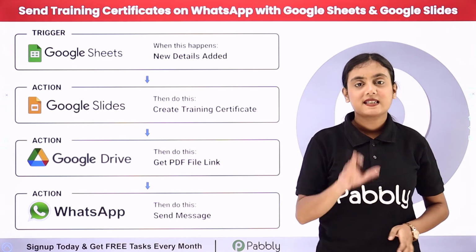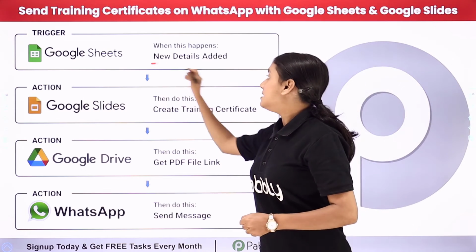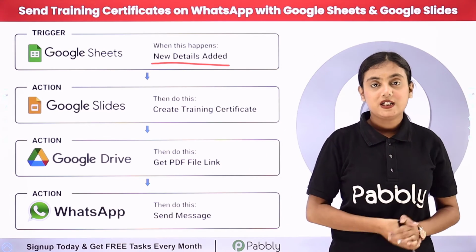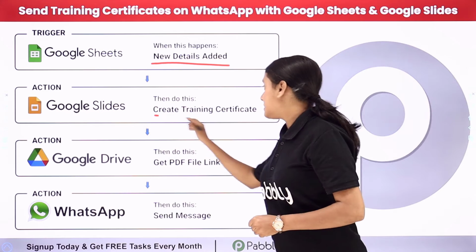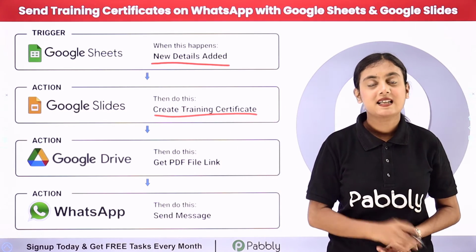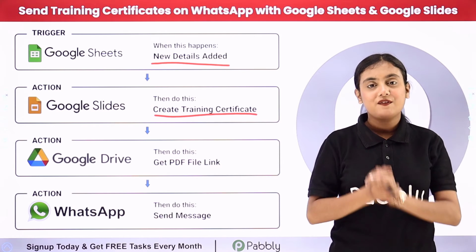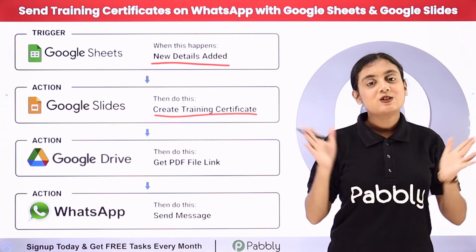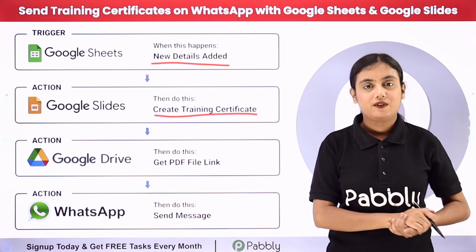So here my objective is that as soon as I add the details of a new trainee in my Google Sheets, automatically a training certificate should be created of that same trainee with the help of Google Slides. I've already created a template of a certificate of training with Google Slides, so a certificate is going to be created with the help of that template.